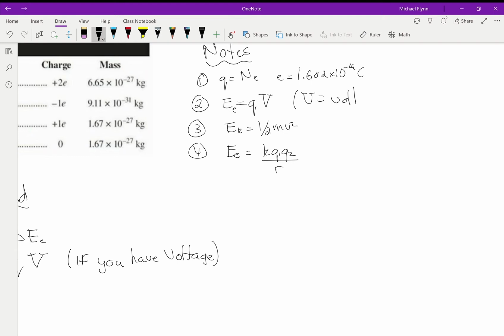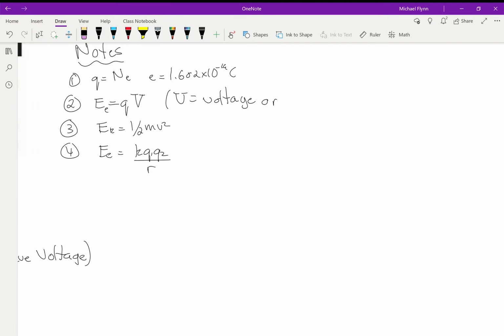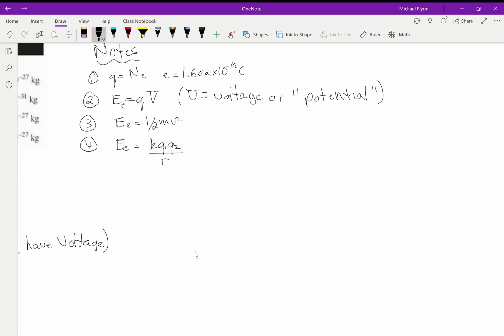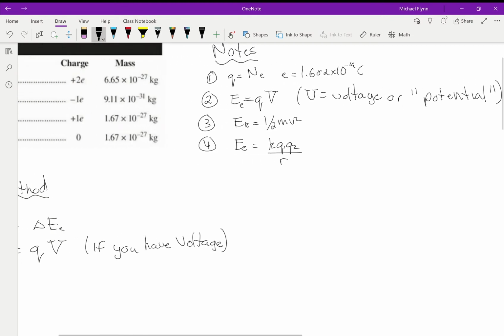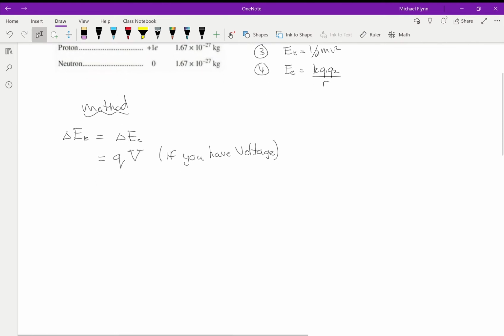I'm just going to write it up here, voltage, or just the word by itself. It's dumb. I'm getting a replacement pen soon. Just this word, potential. If they say the potential, they mean voltage. If they say potential energy, they mean energy, but if they say potential just by itself, it means voltage.